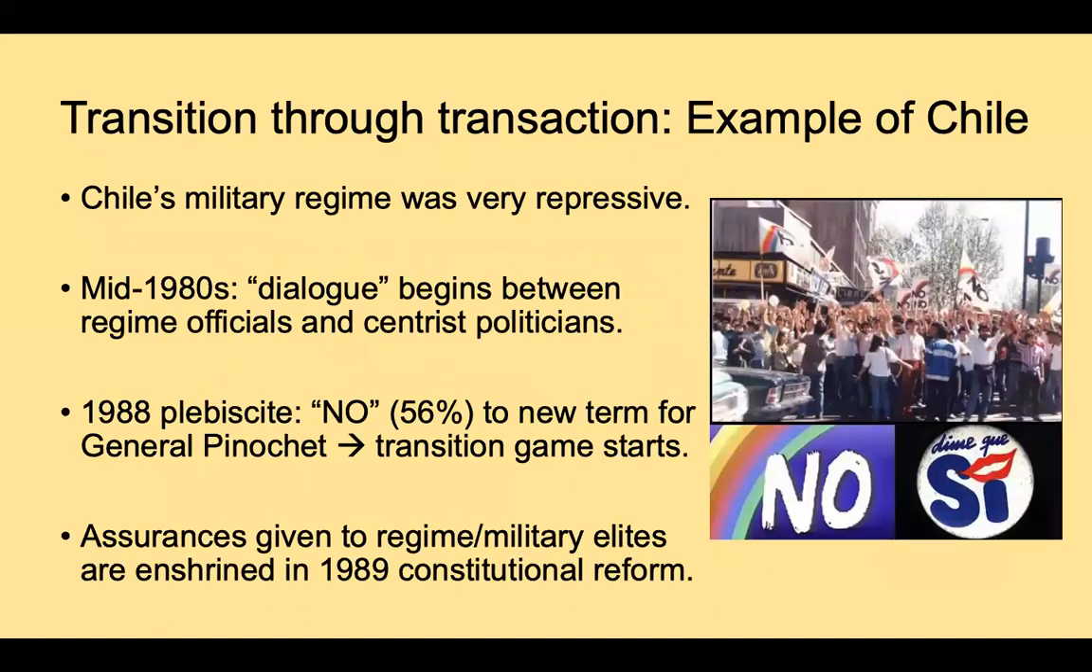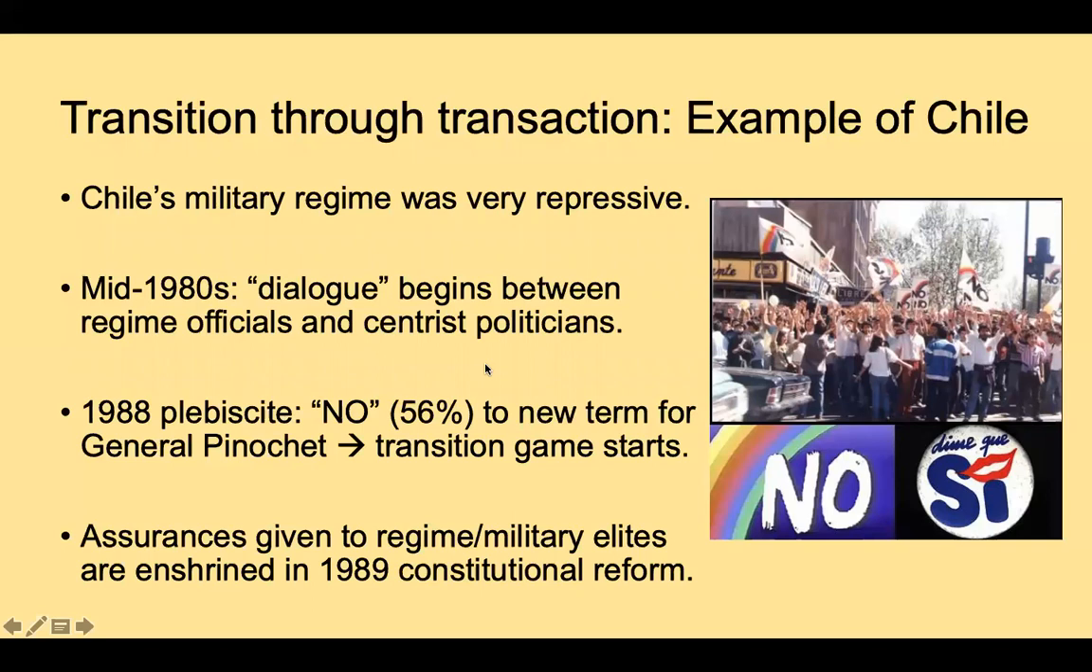And one example is the example of Chile, and this is probably the best known example because of just how powerful the military was and how well represented it was by political parties of the right who it had allied with during the dictatorship. And so the military regime, that dictatorship was very repressive. And in the mid-1980s, a dialogue began between softliners within the regime and then centrist politicians who themselves were softliners within the civil society opposition.